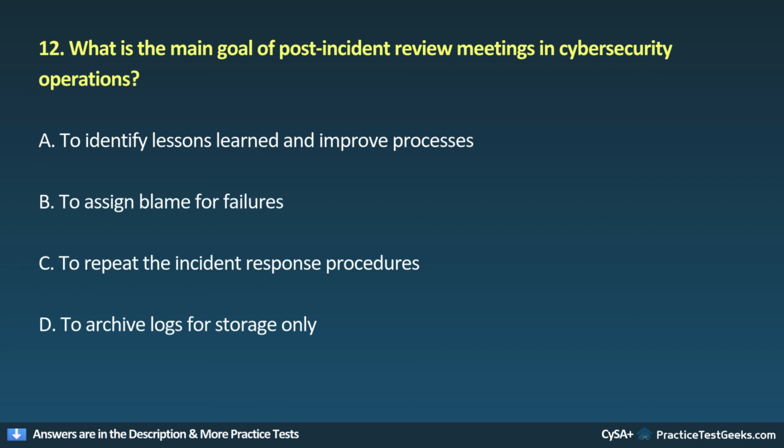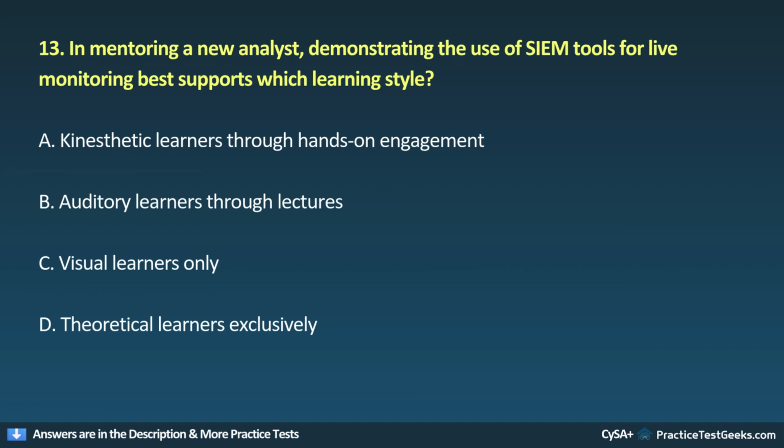12. What is the main goal of post-incident review meetings in cybersecurity operations? A. To identify lessons learned and improve processes. B. To assign blame for failures. C. To repeat the incident response procedures. D. To archive logs for storage only.